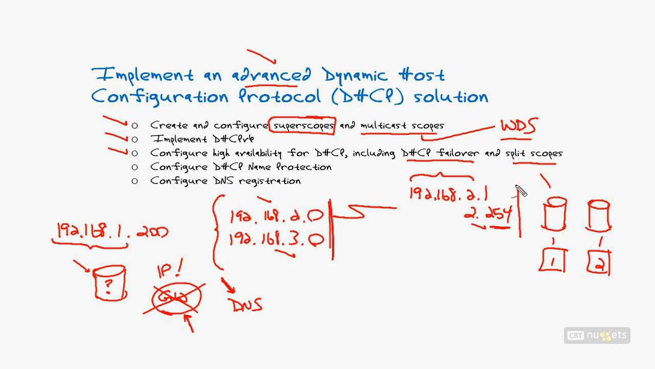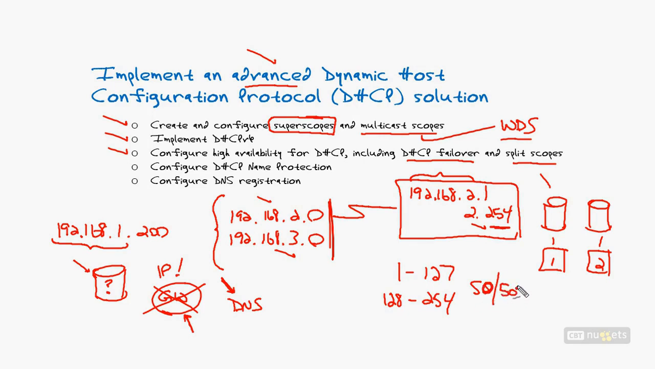So back to our example between 1 and 254. Let's assume that I want to split the scope in a 50-50 situation. So I'll put from 1 to, what is half of 250? 125 plus 1, 120, I don't know. Here, let's do 127, easy number. So from 1 to 127 on one scope, and then from 128 to 254 on the second scope. This is a 50-50 split.